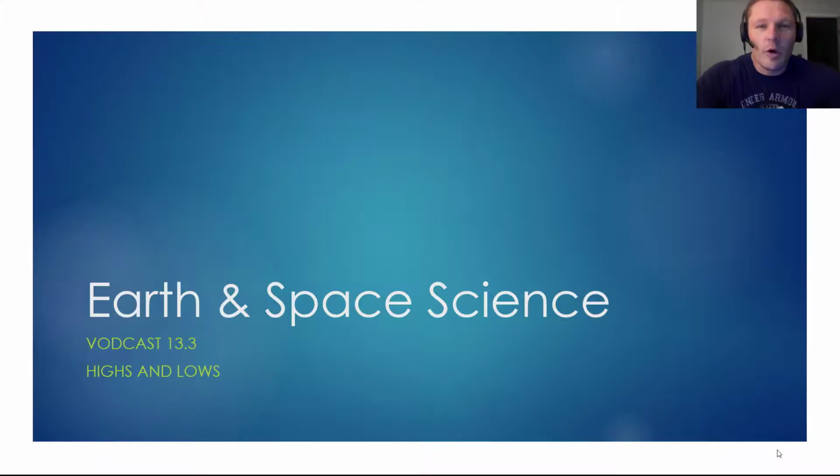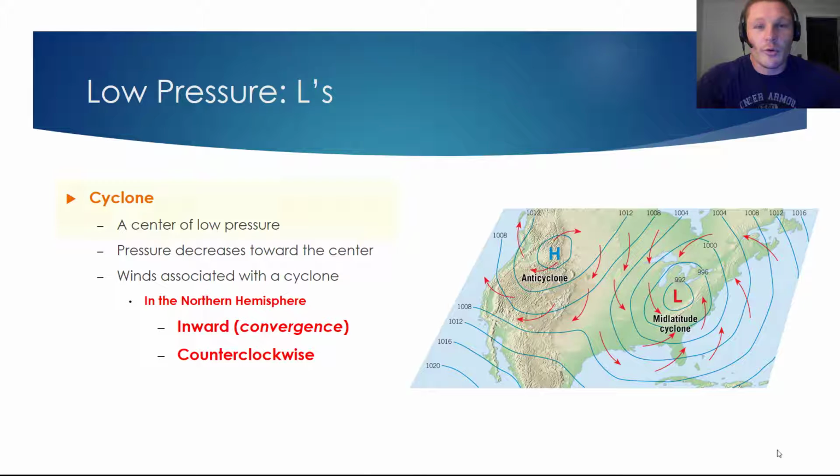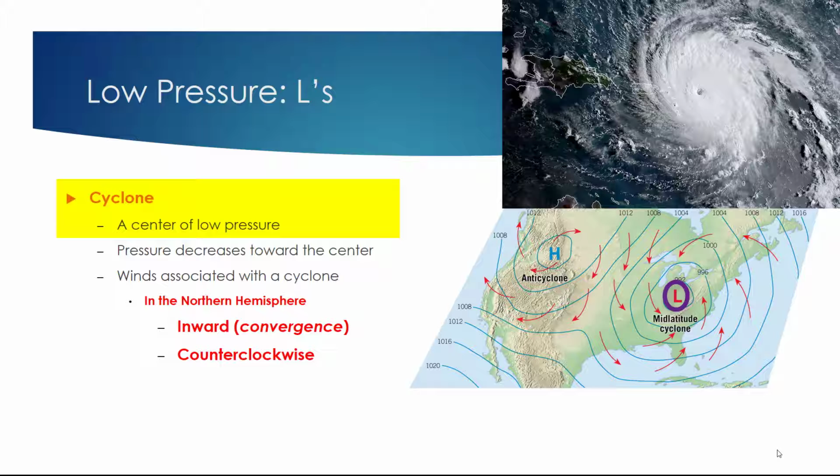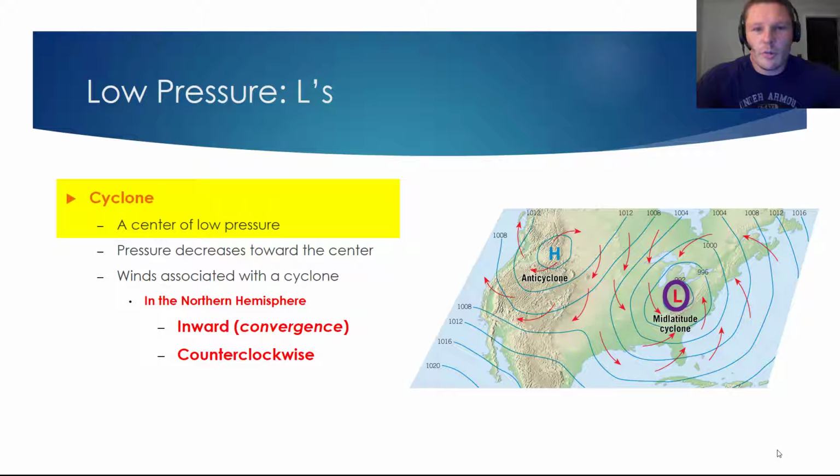In this podcast, I will overview highs and lows. I'd like to start off by overviewing low pressure centers, or Ls. In the weather world, you can kind of think of the red Ls as being the villains that bring about bad weather. Now, by definition, a cyclone is a center of low pressure.